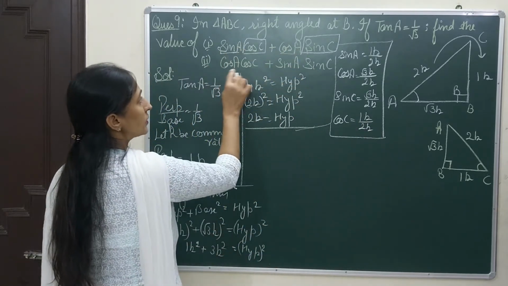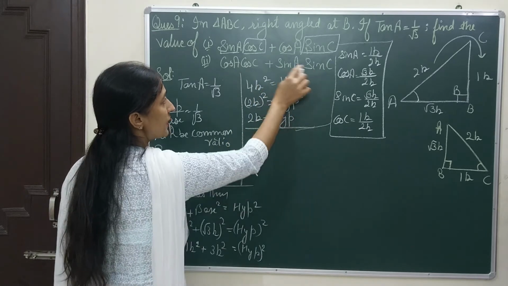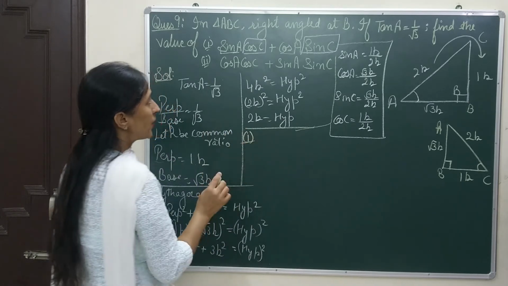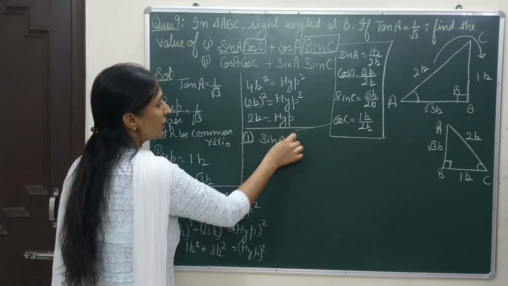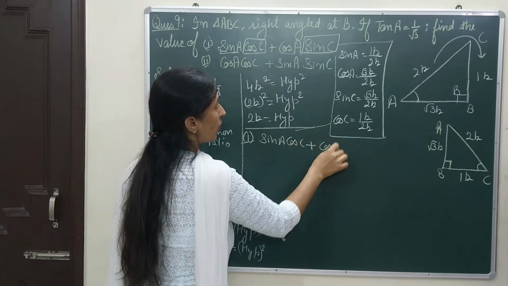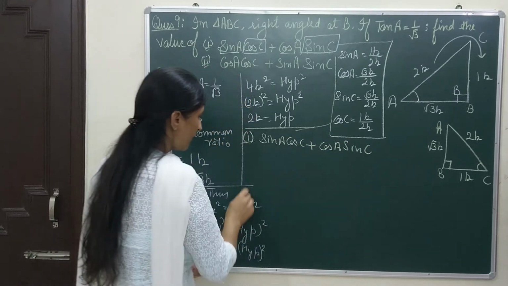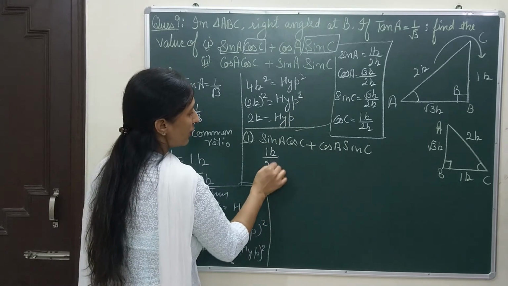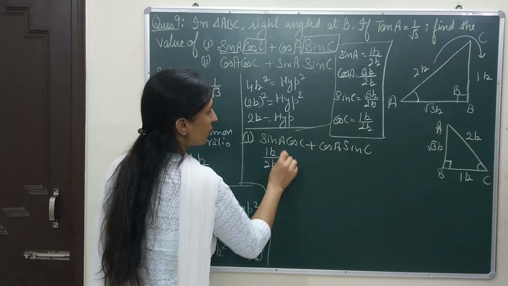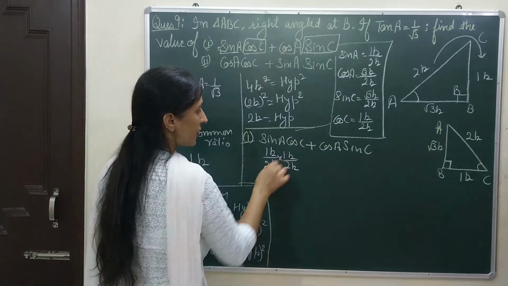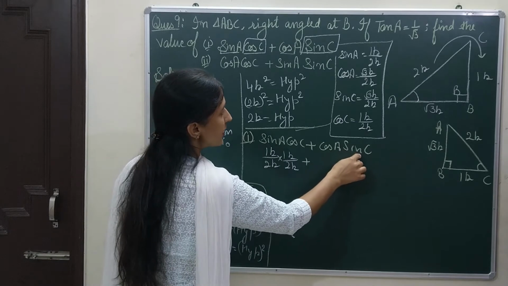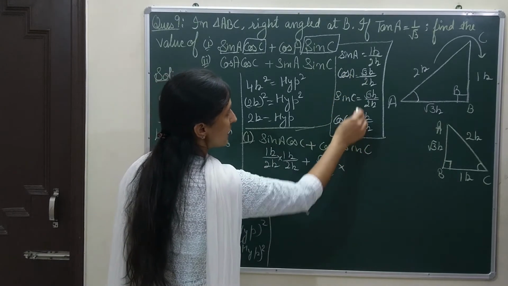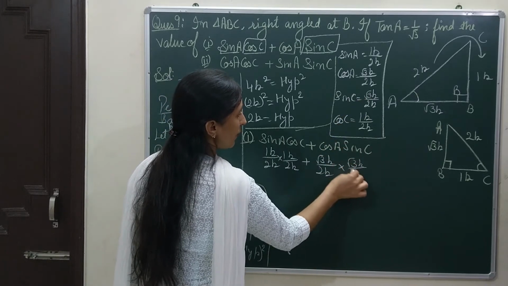Here also I need cos C, sin C, cos A, sin A. So now I can start my question. First part: here I need sin A cos C plus cos A sin C. Now let us replace the values. Sin A is having value 1k by 2k. Cos C is having value 1k by 2k. It is in multiplication. Then cos A and sin C. Cos A is having value root 3k by 2k. Sin C is having value root 3k by 2k.